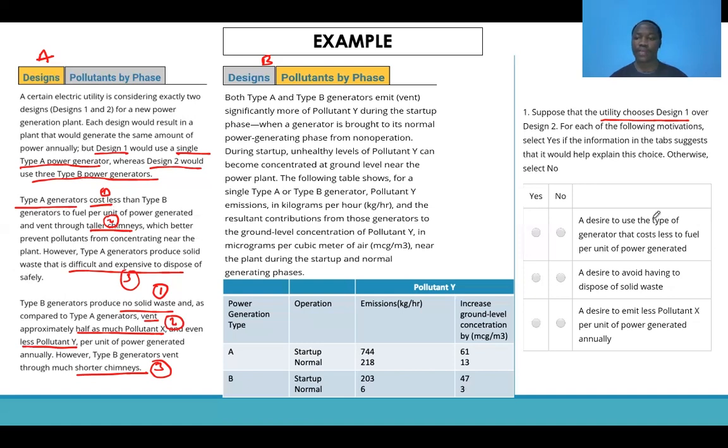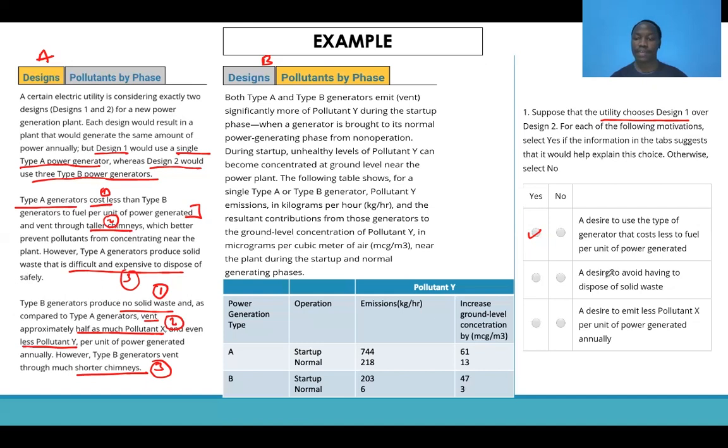All right, so the first choice we have here, a desire to use a type of generator that costs less to fuel per unit of power generated. That is true. We'll go with yes because we're being told that it costs less than B to fuel per unit of power generated. All right, so that is true according to information in tab 1, paragraph 2.